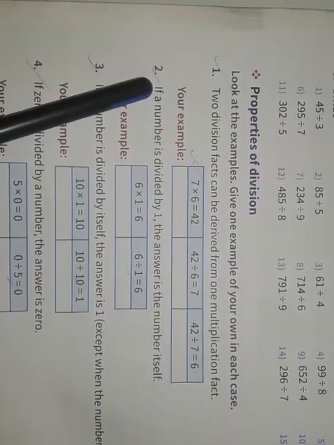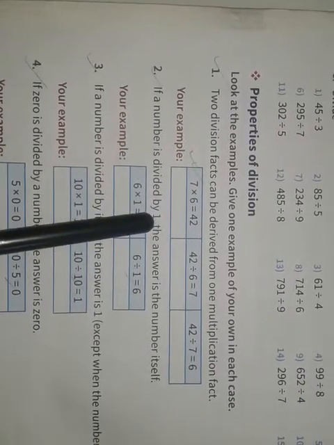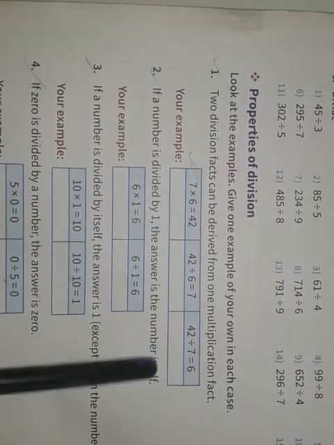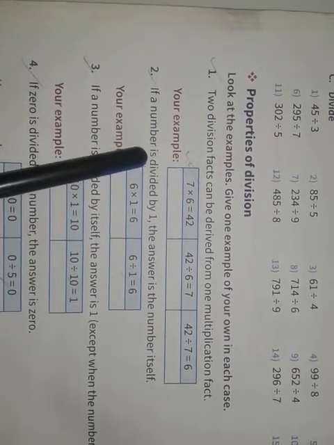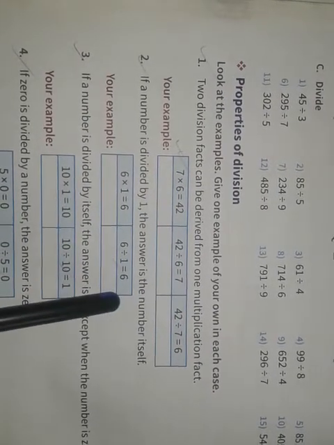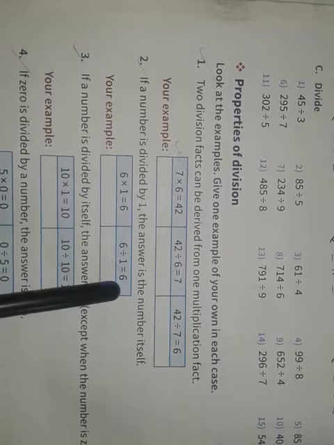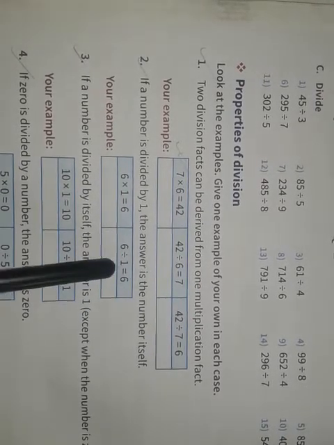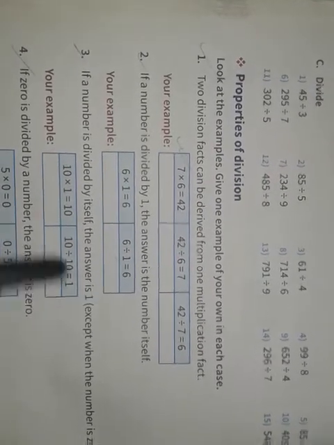Second property is that if a number is divided by 1, the answer is the number itself. Suppose we divide a number by 1, then what do we get? The number itself. If we divide 6 by 1, we get 6. If we divide 12 by 1, then we get the answer 12 again.